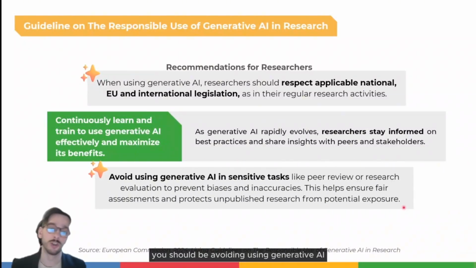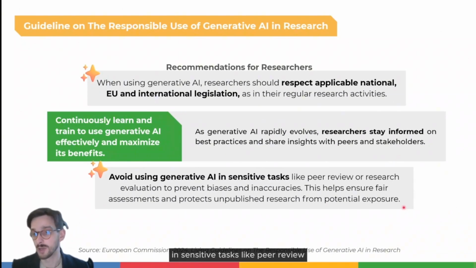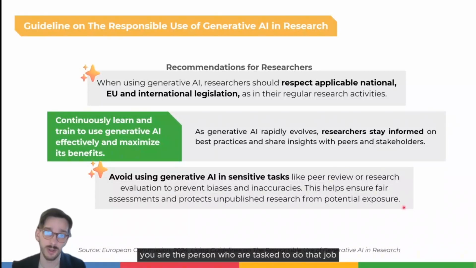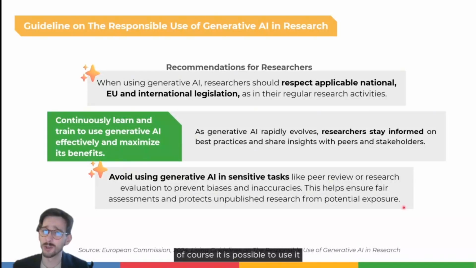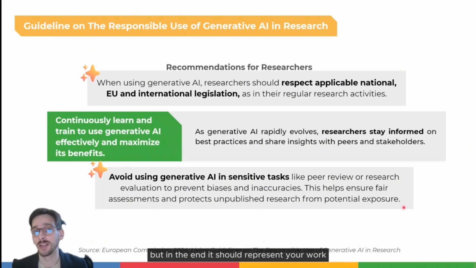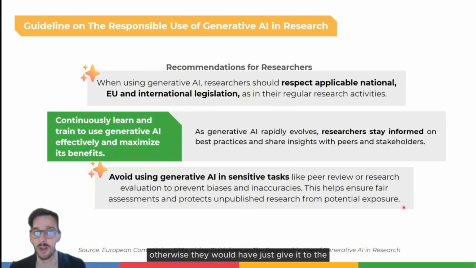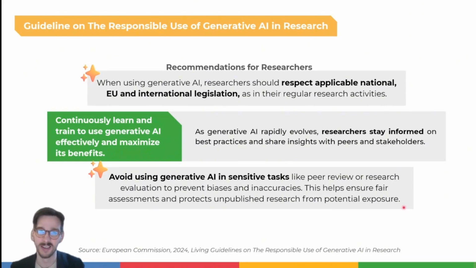And of course, you should be avoiding using generative AI in sensitive tasks like peer review, because essentially you are the person who is tasked to do that job, and you should be the one who is evaluating. Of course, it is possible to use it for very simple tasks, but in the end, it should represent your work. So your own ideas, not AI. Otherwise, they would have just given it to the AI to do it in the first place.